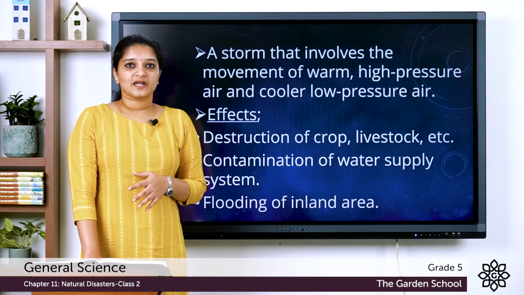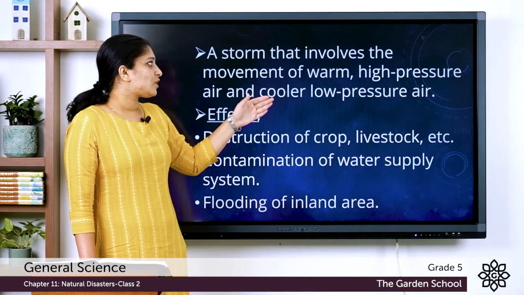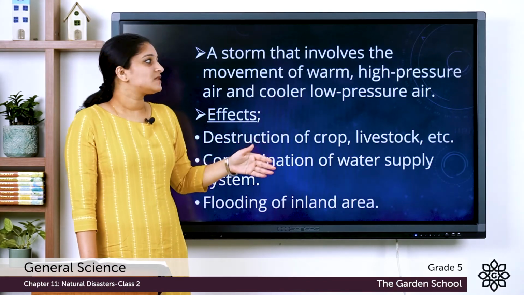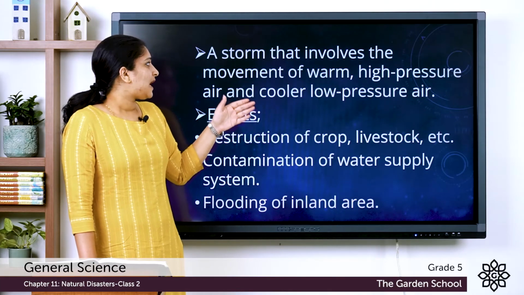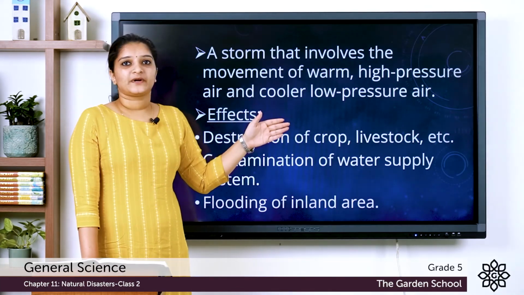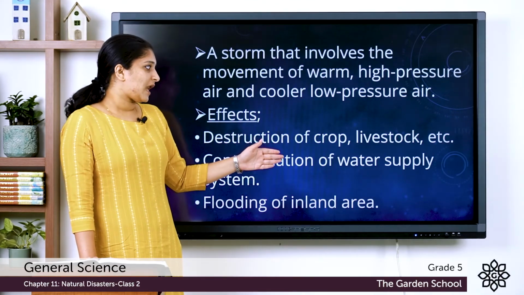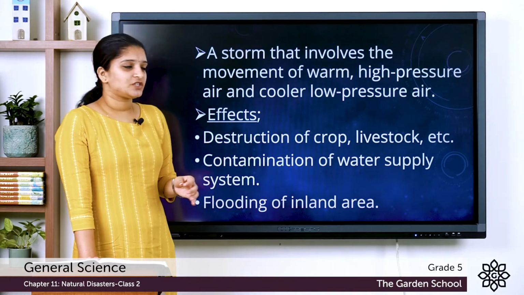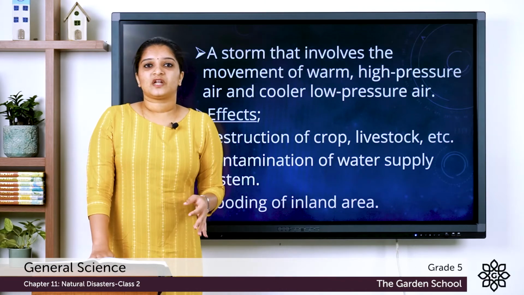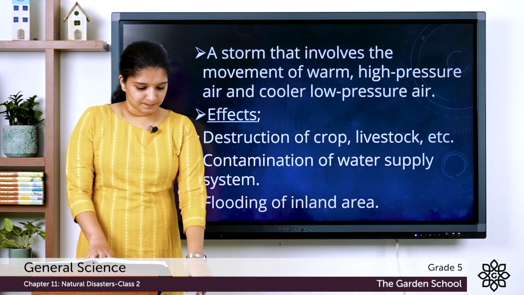If we define a cyclone, it can be said that it is a storm that involves the movement of warm high pressure air and cooler low pressure air. The effects of cyclone include destruction of crops, livestock, etc., contamination of the water supply system, and flooding of inland areas. So whenever cyclones occur, it may lead to flooding of the coastal regions.